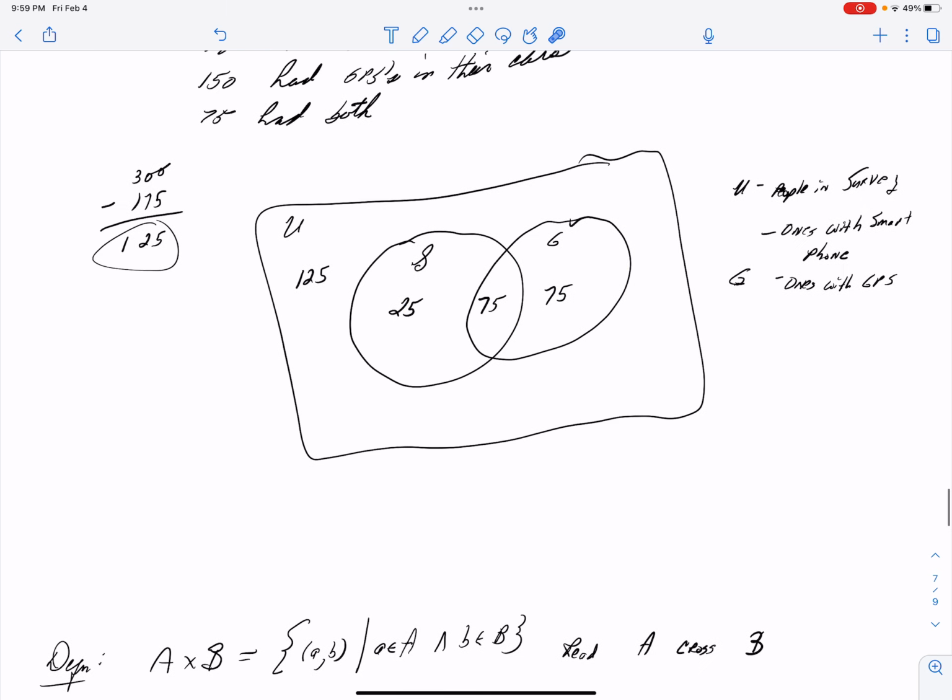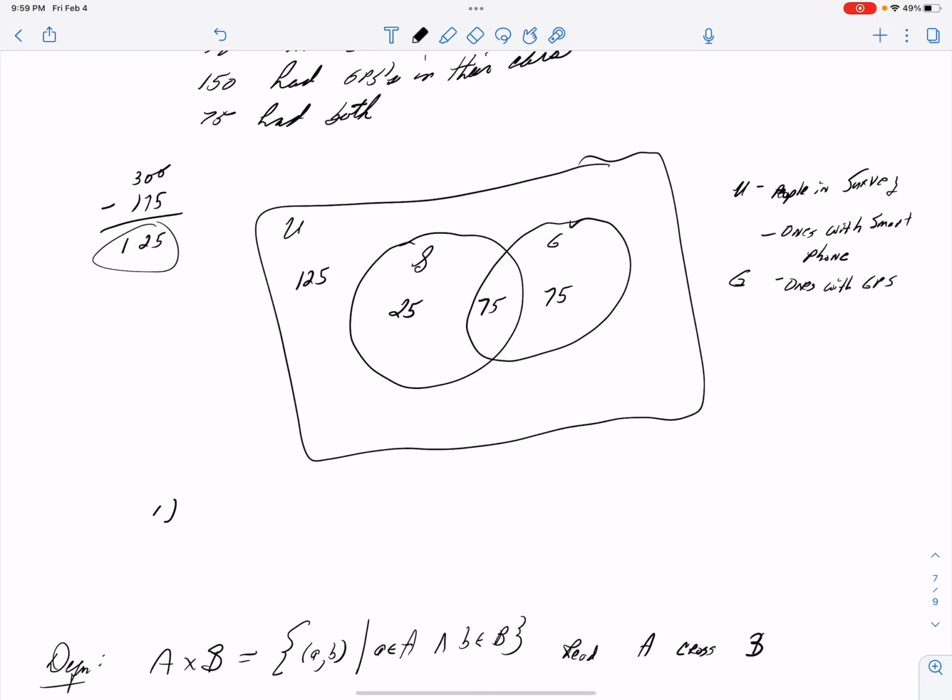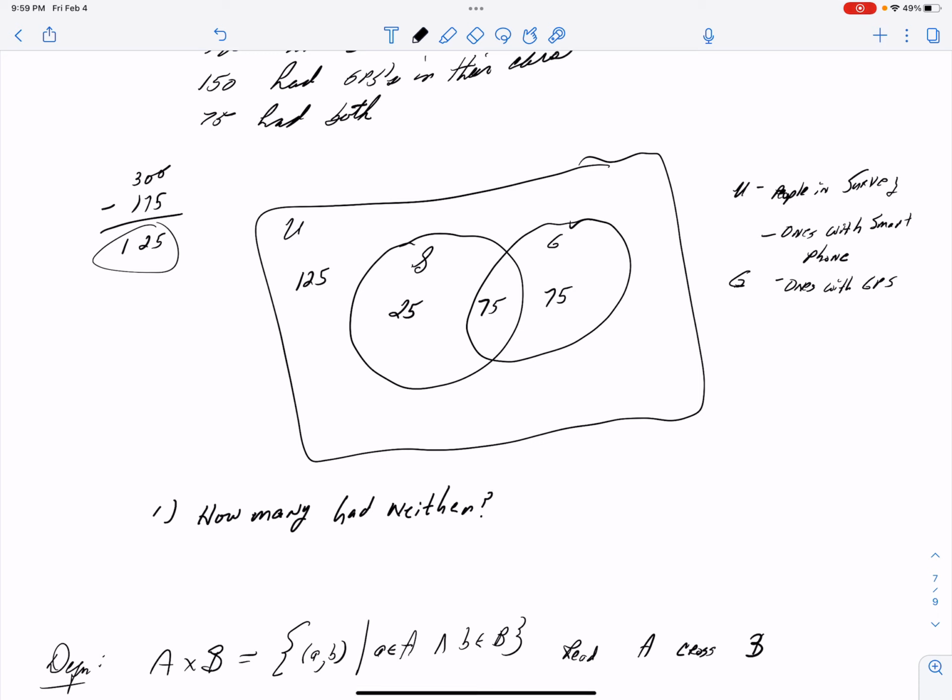All right, now my claim is I can answer any question you might have. For example, how many had neither? And the answer is what? Well, the ones that didn't have smartphones and did not have a GPS, those are out here. So the answer to that question would be 125.